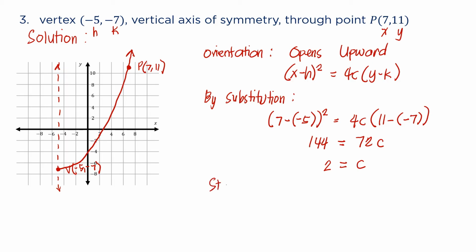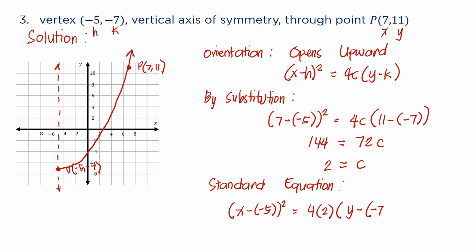Therefore, we have now our standard equation. Okay? So our standard equation, ay, substitute nyo lang, x minus h is negative 5 squared. So you have 4 times your c is 2. Y minus your k is negative 7. And there we have (x plus 5) squared equal to 8 times (y plus 7). This is now our final answer.